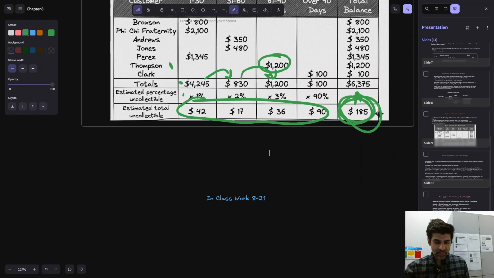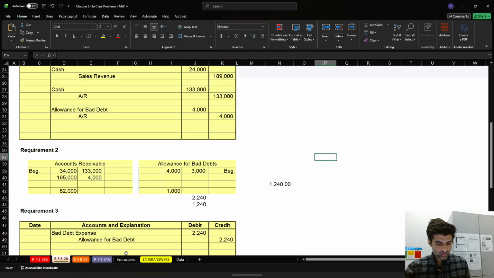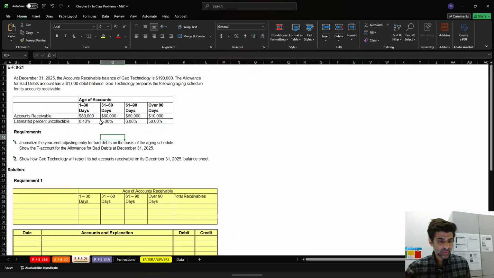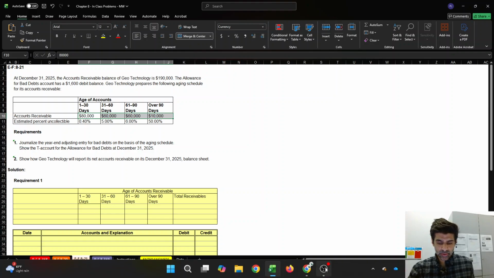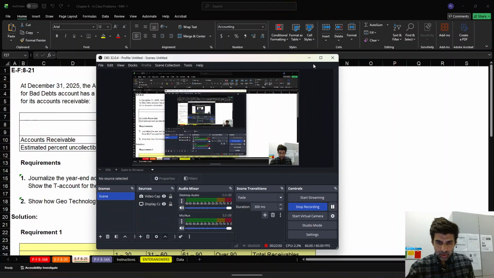Okay, so it's going to be 8-21. It's just the next tab. You can see here you have a table with the different risk parameters and the different balances for each class. So you just have to do the math for that, and then figure out what the adjusting entry is. So go ahead and try that on your own. We'll do it together in a second.